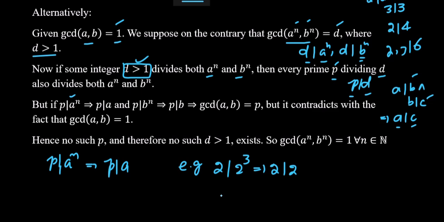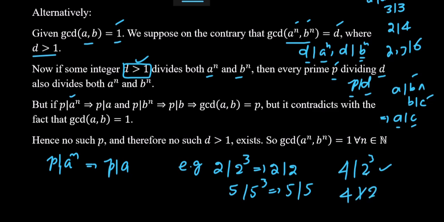Similarly, 5 divides 5 raised to power 3, this implies 5 divides 5. This property holds only for prime numbers. But if your number is not a prime, for example, 4 divides 2 raised to power 3, this is okay, but 4 does not divide 2 without power. So this result is only true for prime numbers. So here if P divides A raised to power n, then P divides A. Similarly, if P divides B raised to power n, this implies P divides B.